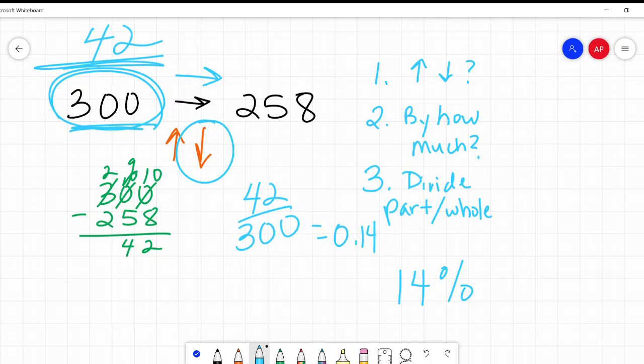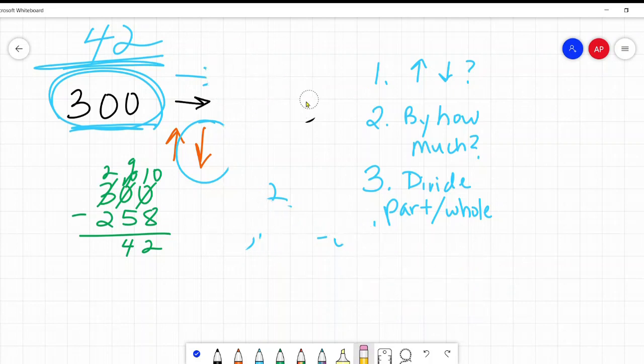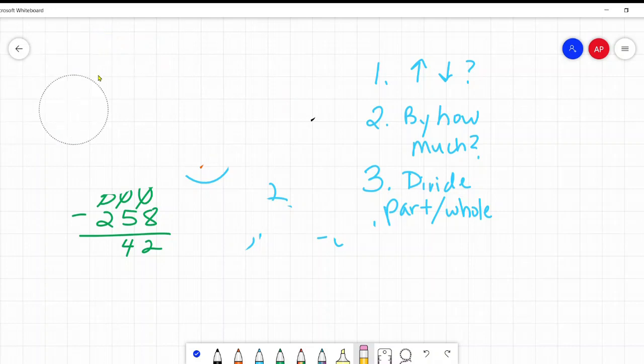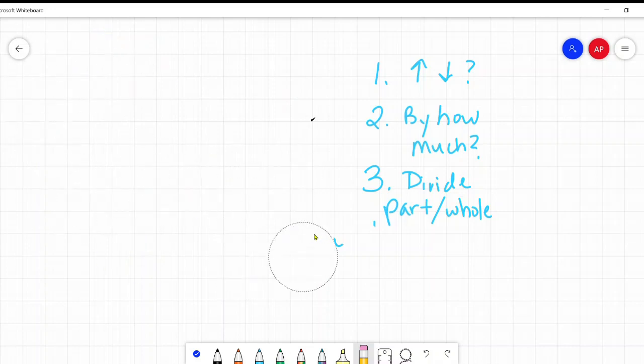And as we said, we can convert back and forth from decimals to percentages. And so it's 14%. It decreased by 14%. All right, let's try another one. We're going to use our same steps. We're going to say, did it go up or down? By how much? And then we're going to divide the part by the whole.